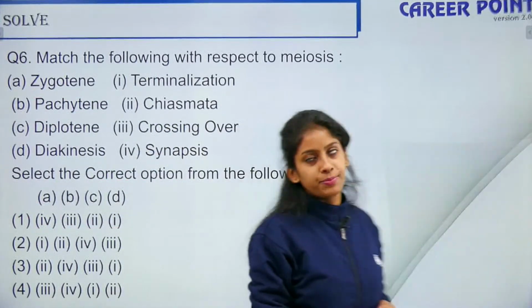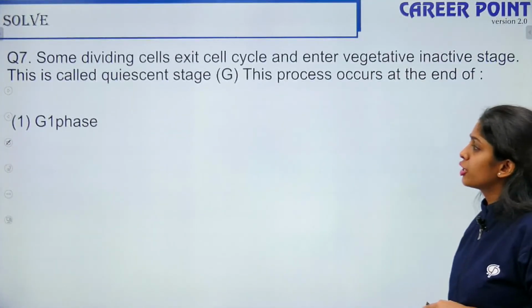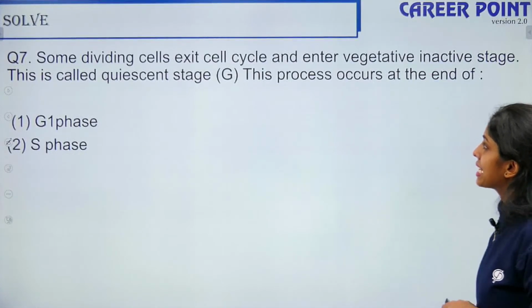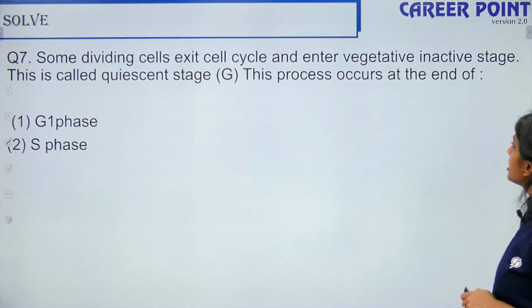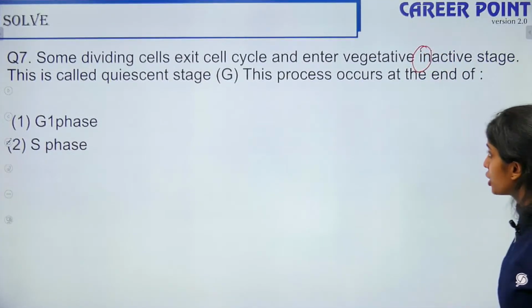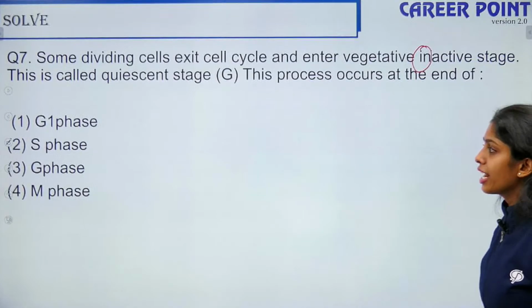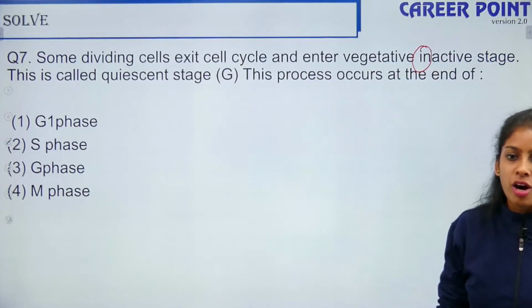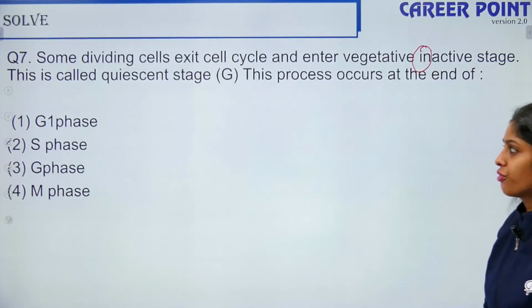The last question from this unit. Some dividing cells exit the cell cycle and enter the vegetative inactive stage. This is called the quiescent stage. This process occurs at the end of which phase?